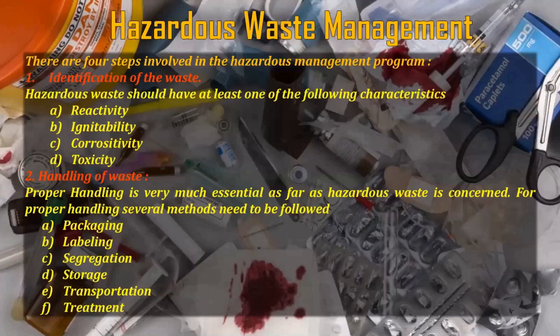Let's see what next. We are having hazardous waste management, right? What is hazardous waste management? This we need to see and this we need to know. Okay, so basically there are four steps we have already seen in the last lecture, by which we are going to know whether a waste that we are having is hazardous or not. As you can see, these four steps are nothing but reactivity, ignitability, corrosivity, and toxicity.